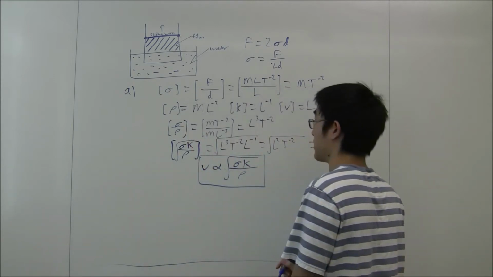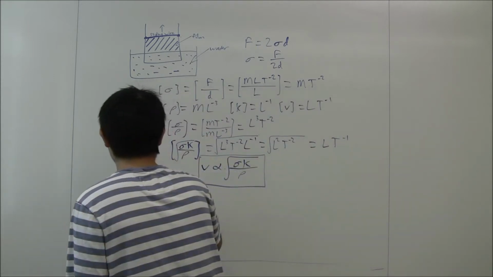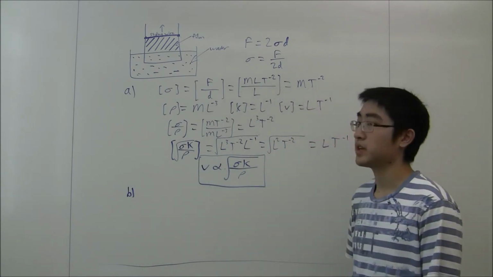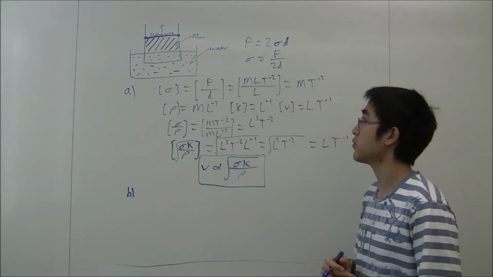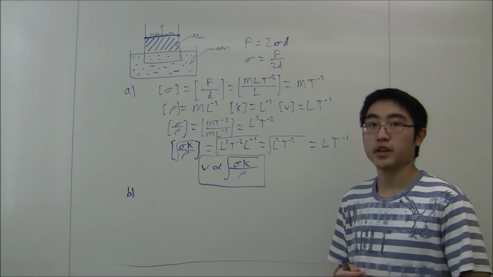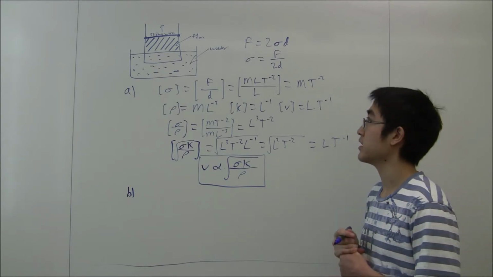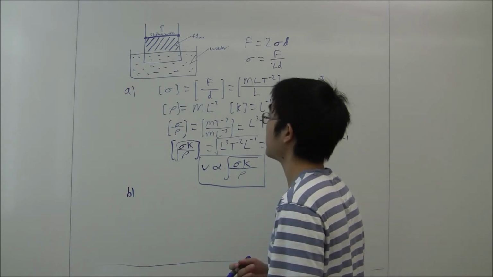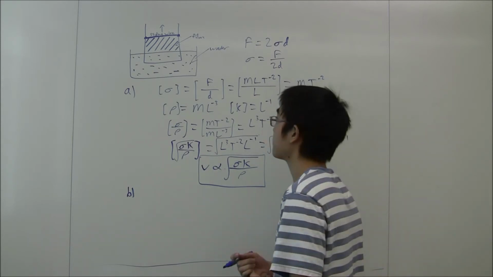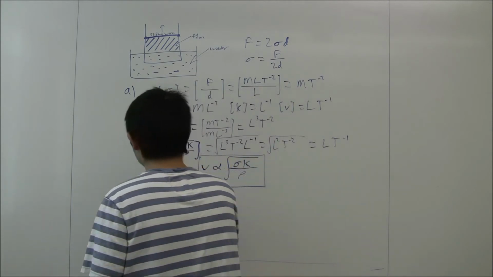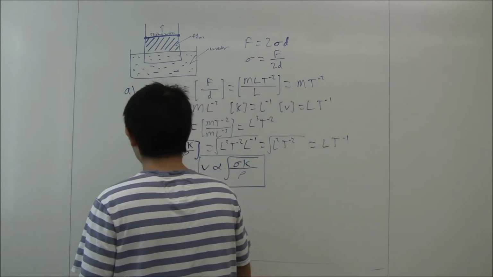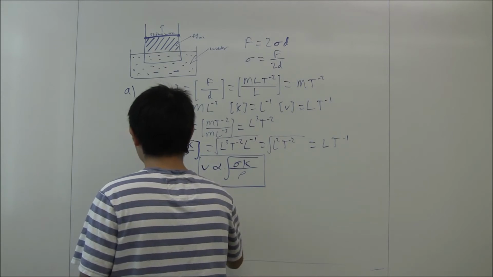So that's our answer for part A. Now in part B, we're asked to consider two waves, the second one having twice the wavelength of the first. And we have to determine what the speed of the second wave is relative to the first wave. So let the speed of the first wave be v1, and let the speed of the second wave be v2.